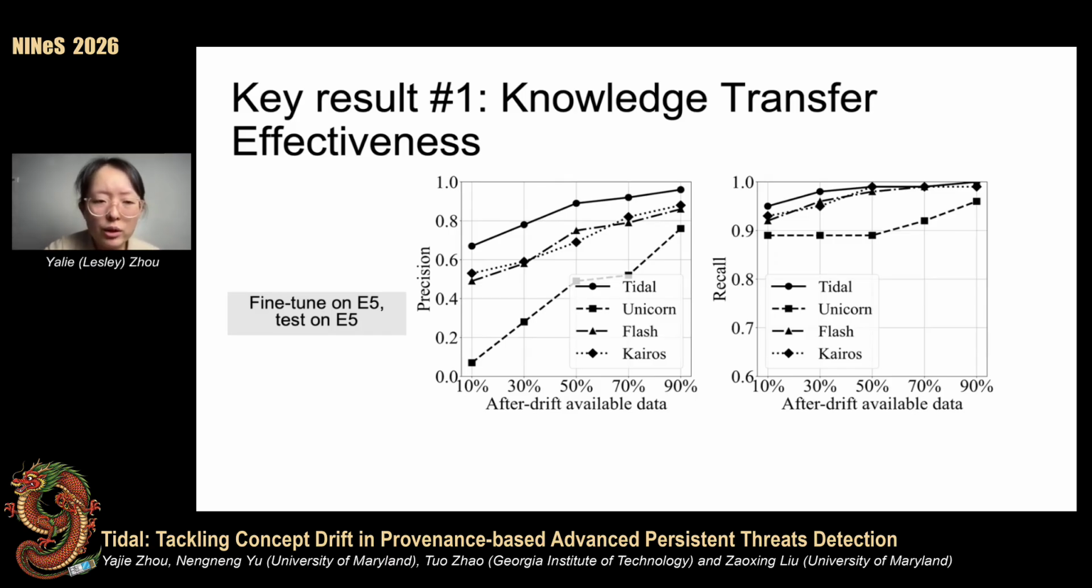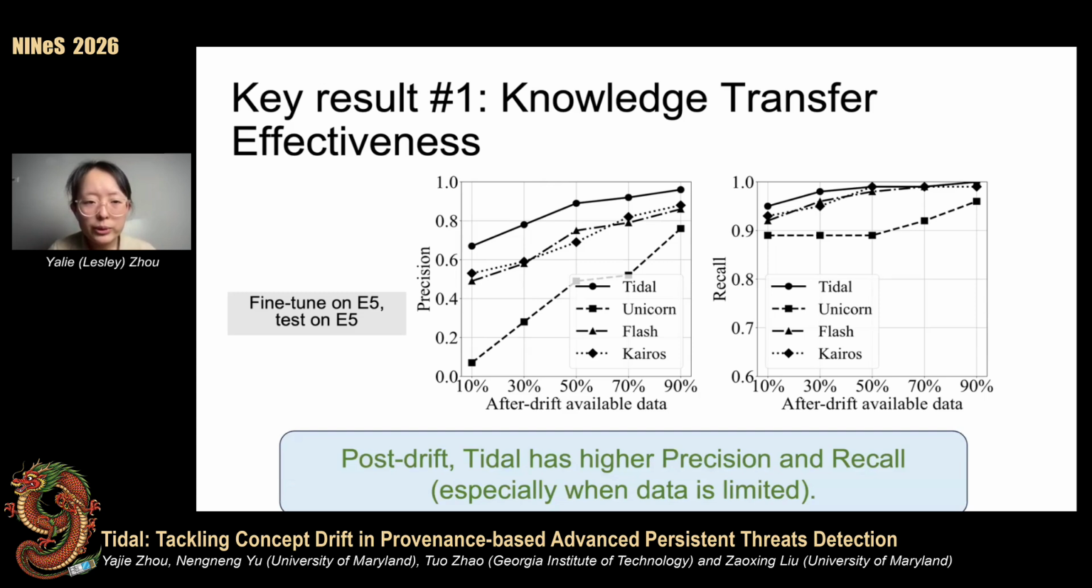So you can see that Tidal, which is the highest straight line, has much better precision and recall than the baselines. Also, especially when the data is limited. If you look at the x-axis, we assume that the post-drift available data is gradually increasing, let's say from 10%. At 10%, Tidal looks much better than the baselines. So it adapted much more effectively.